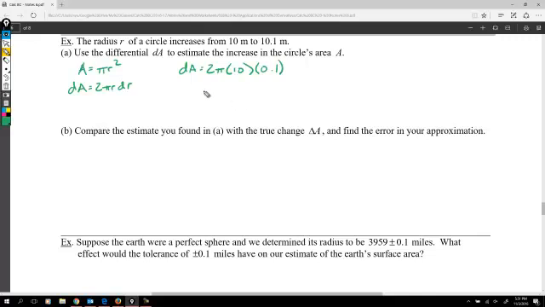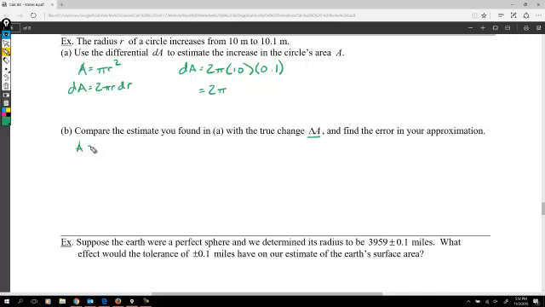Okay, and so these will cancel. We end up with 2 pi. Okay, so that is my estimate of how the area will change. So let's actually check our work. So let's find actual delta A, which is the difference of our areas.